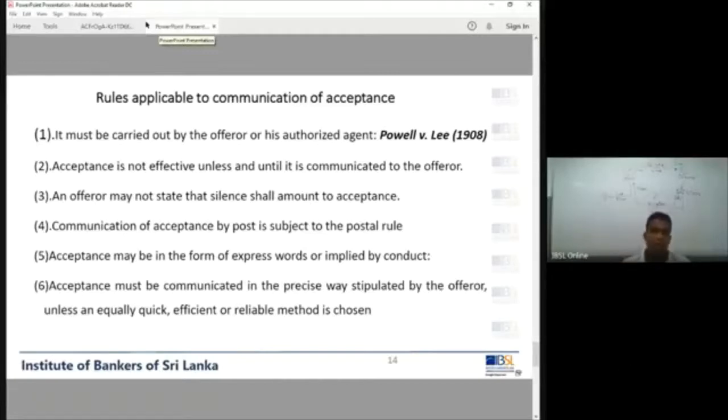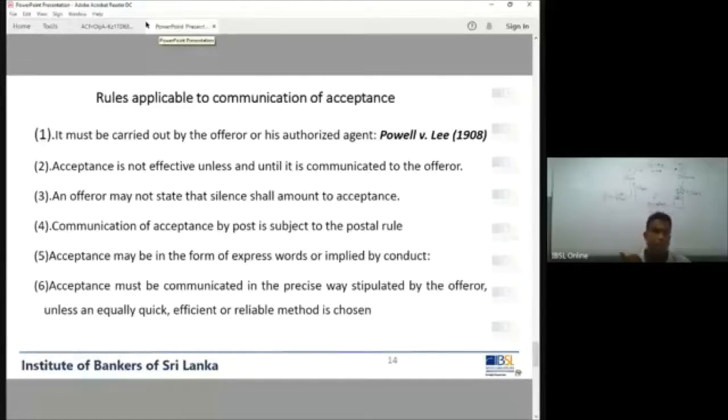So apart from that, acceptance is not effective unless it is communicated to the offerer. For example, we send a letter, we send an email, the acceptance by way of an email. By a technical issue, that email didn't go to the offerer, didn't get received. So then the acceptance is there, but it is not communicated. Therefore the acceptance is not valid.